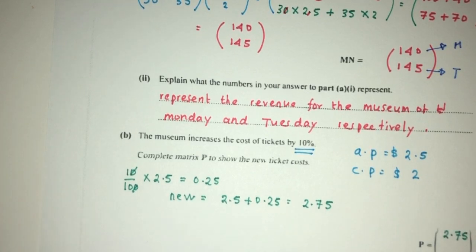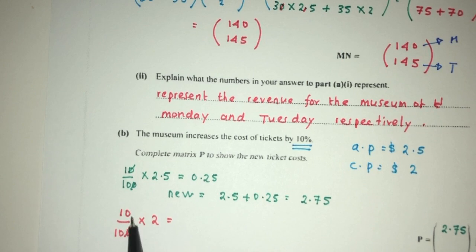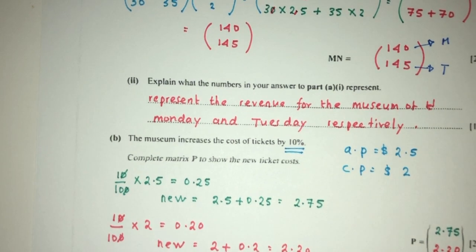Now same steps for the child. So 10% times the child price. The increase will be 0.2. So the new price will be the initial price plus increase. That should be 2.20. That will be part B of the question. That will be question number 19.